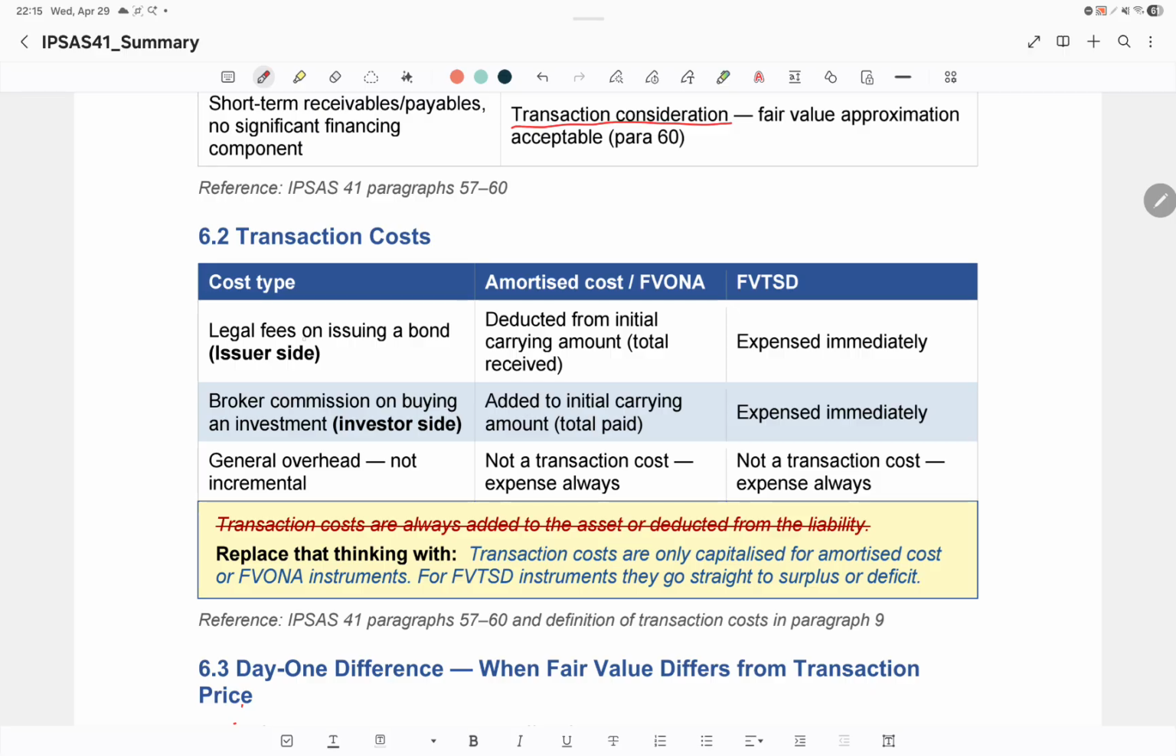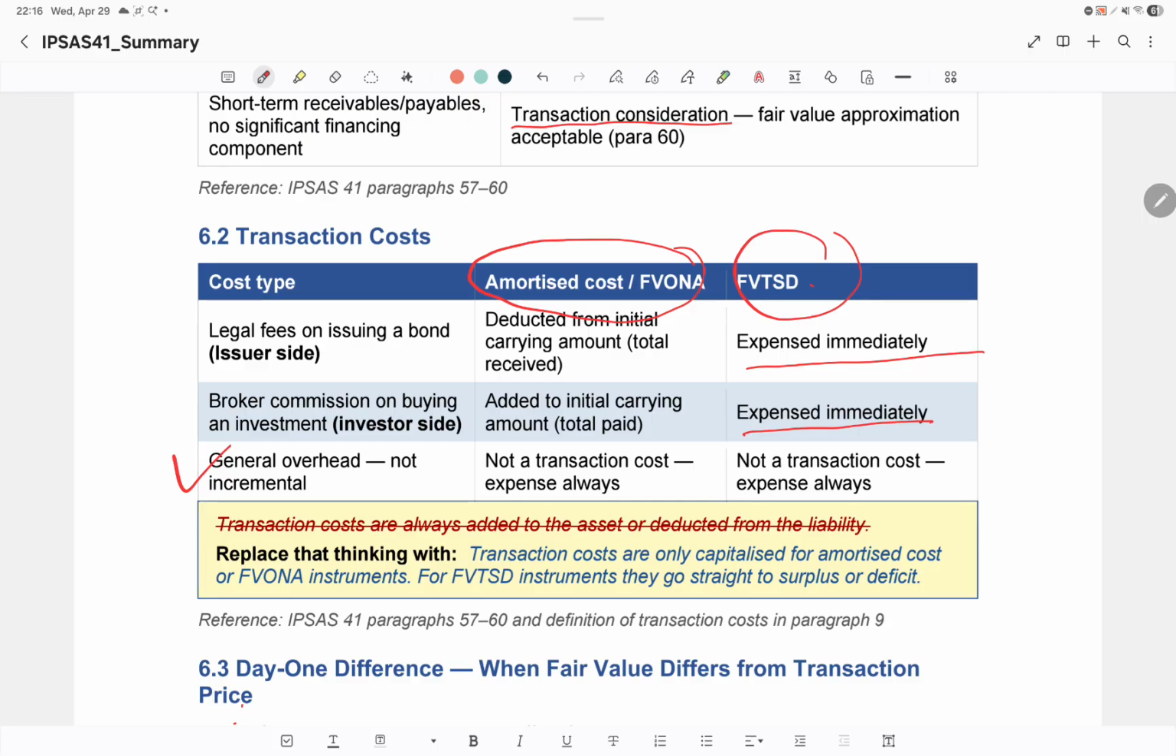If the transaction cost is legal fees, deduct it from the initial carrying amount if you are using amortized cost. But if you are using fair value through surplus or deficit, you expense immediately. Broker commission on buying an investment: if you are using amortized cost, you add it to the initial carrying amount. If you are using fair value through surplus or deficit, you expense. So most of the time, any transaction cost related to fair value through surplus or deficit, you expense immediately. If it is amortized cost or fair value through net assets, you follow this, except general overheads.